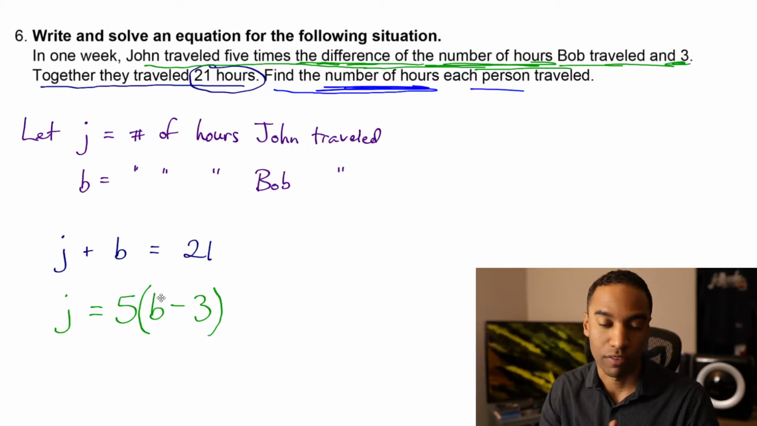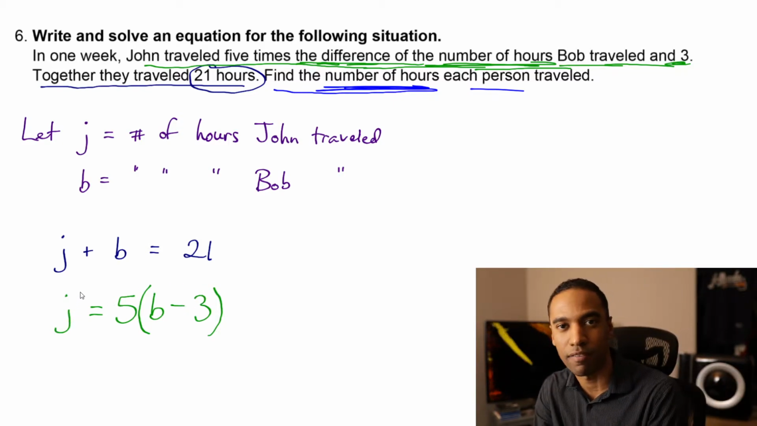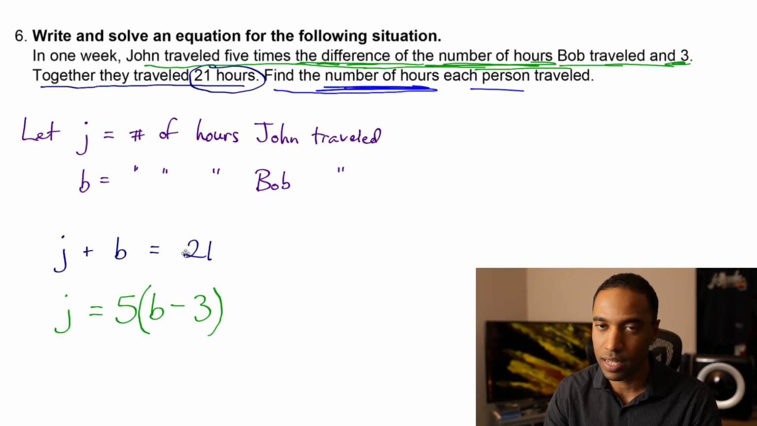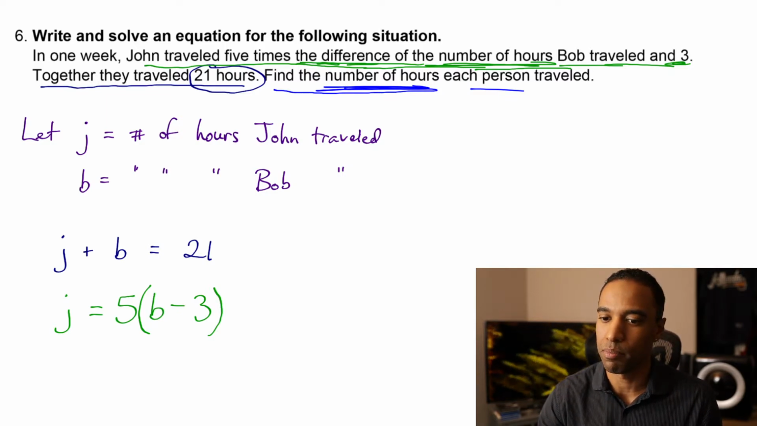How many hours did Bob travel? 5? Oh, 5 minus 3 is 2. 2 times 5 is 10. John traveled 10 hours if Bob traveled 5 hours. Now, that's not the answer because 10 plus 5 is not 21. And we're not going to guess and check. We're going to solve this. So how do we solve it now, guys? We have what's called a system of equations.